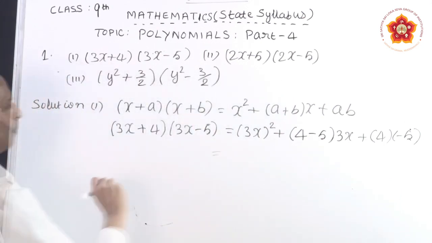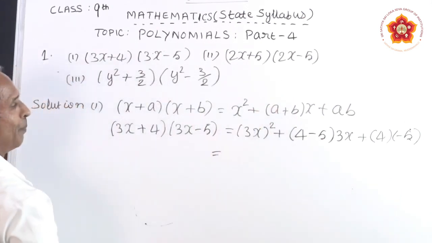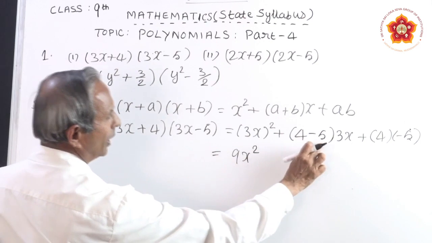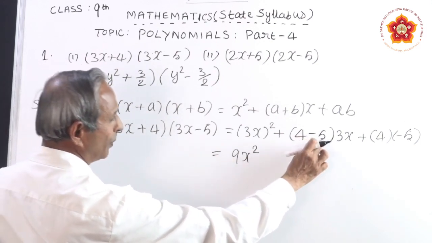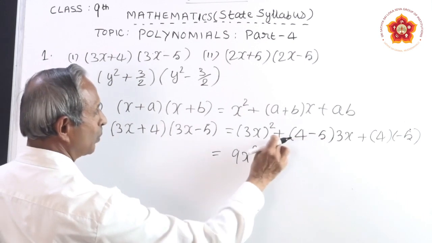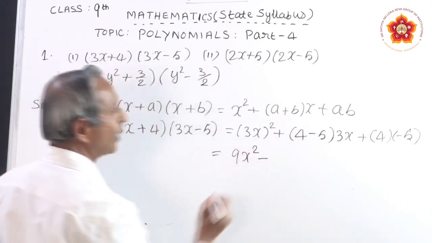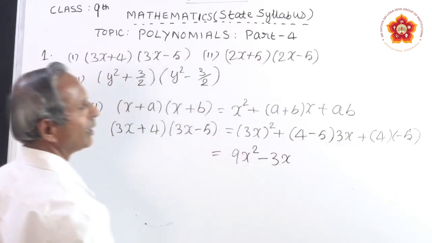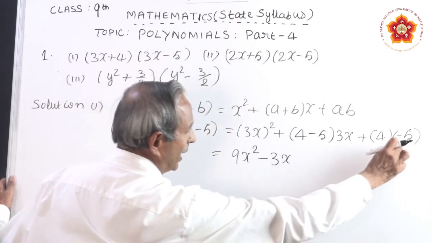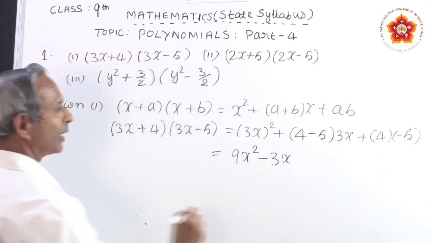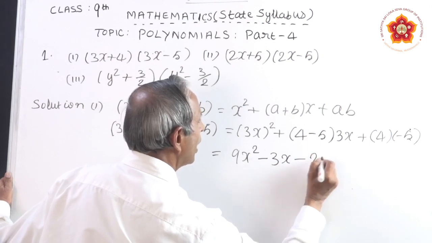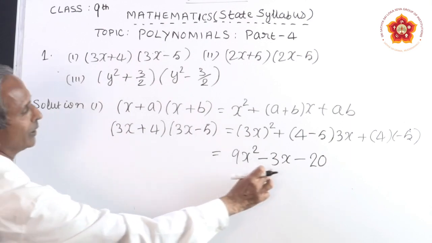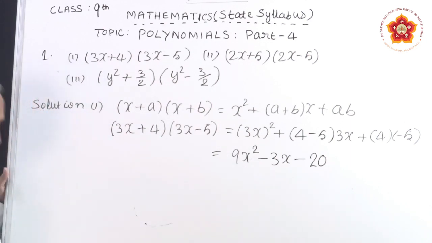Now, let us simplify. (3x) whole square becomes 9x square. Here, minus 5 plus 4: if you add, you will get minus 1, and minus 1 into 3x gives minus 3x. Then plus 4 multiplied by minus 5 gives minus 20. This is the solution for the first problem: 9x square minus 3x minus 20.